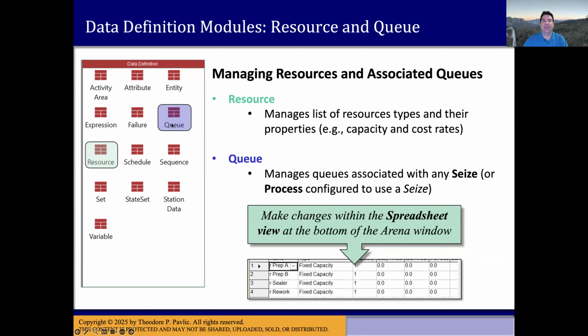And you can then define, is it a first in, first out queue? Is it a last in, first out queue? Is it a priority queue where we look for the lowest attribute? Is it a priority queue where we look for the highest attribute? Those are things that you can configure inside this queue data module.